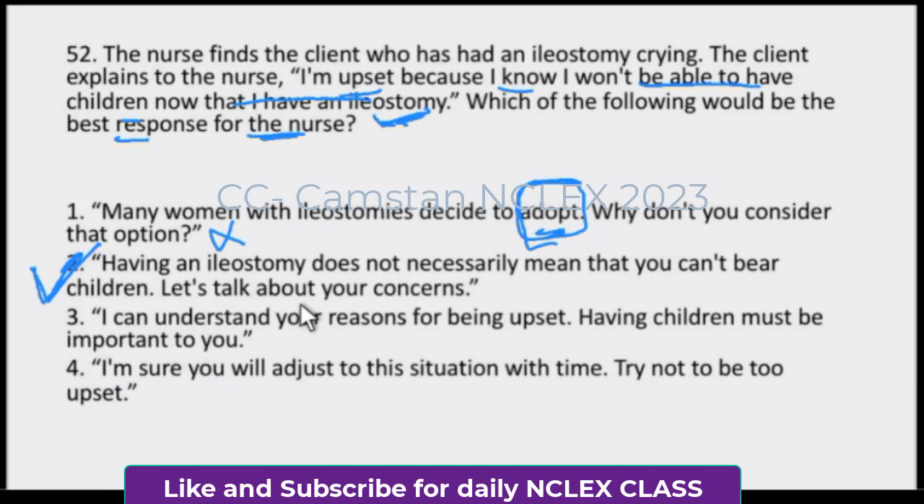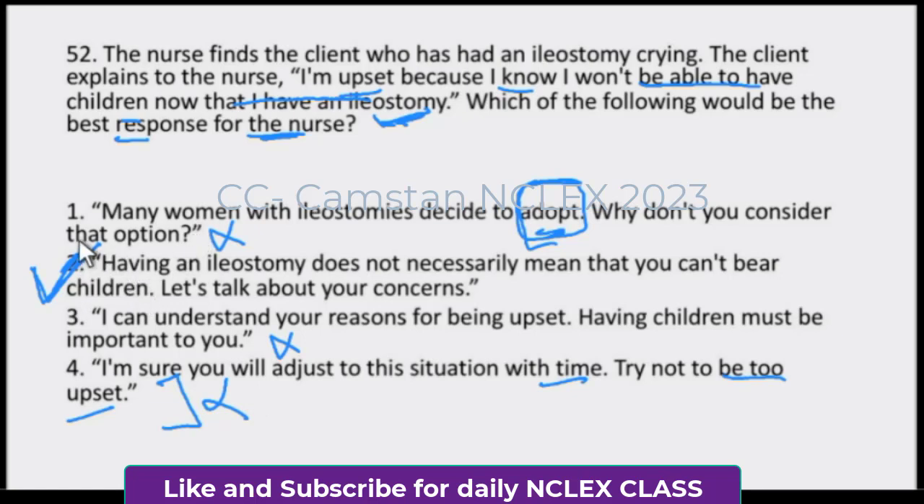Third one is I can understand your reasons for being upset. Having children must be important to you, right? This option is also not correct because it does not address the client's concern. The fourth one is I'm sure you will adjust to the situation with time. Try not to be upset. Telling the client to adjust just means ignoring her concerns, so this is also the wrong option.